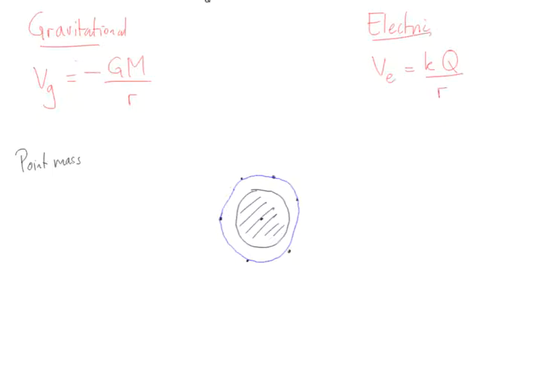And I'm not very good at drawing circles, so I'm going to see if I can draw a proper circle. Let's just rub this out. There we go. So this is called an equipotential surface because all the points on this circle have the same potential.